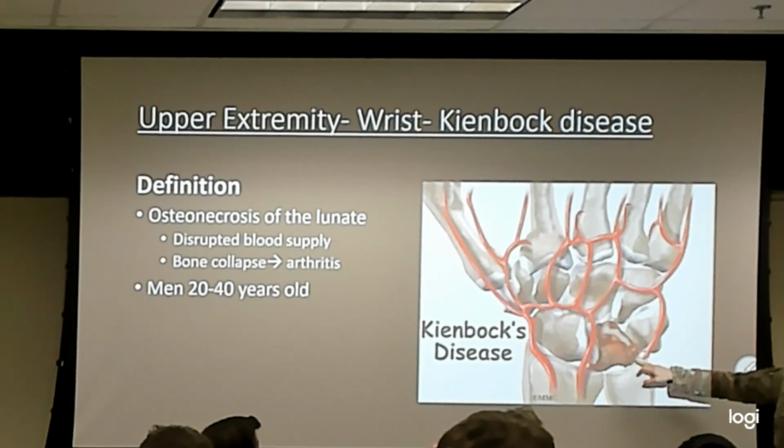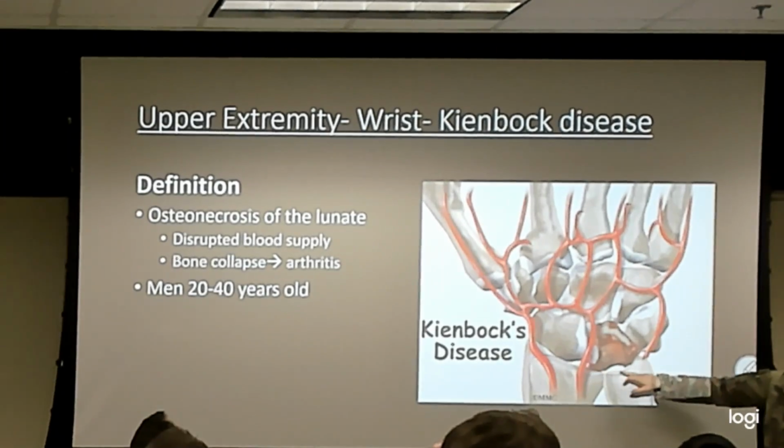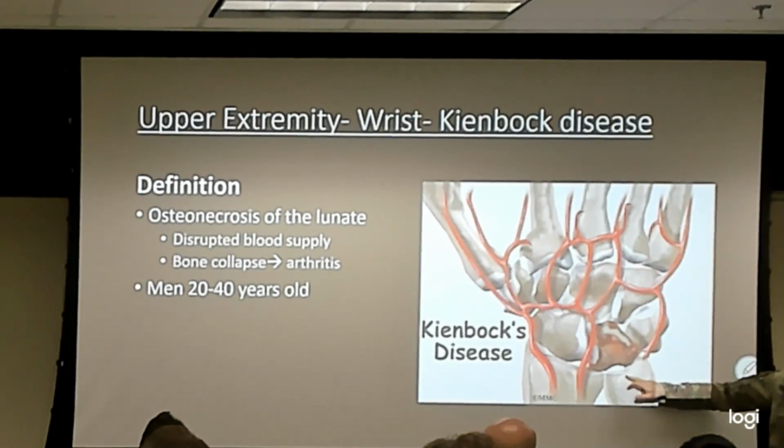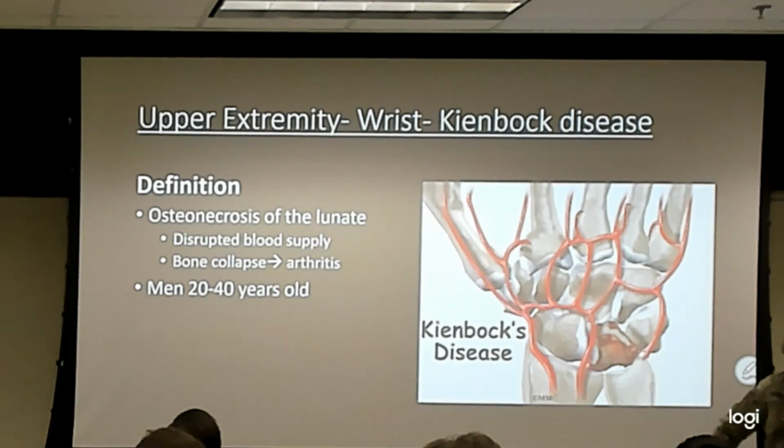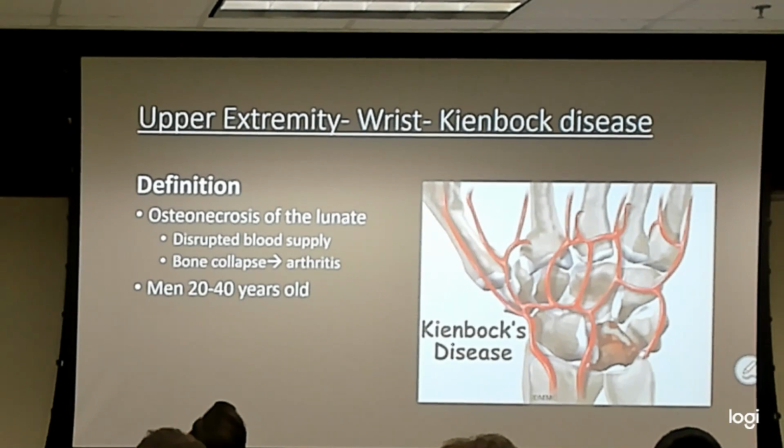So this is supposed to be a smooth surface that articulates with the ulna. And you can see it's like all deformed and doesn't look like it would glide smoothly with its relation. Who gets this? Men 20 to 40 years old.